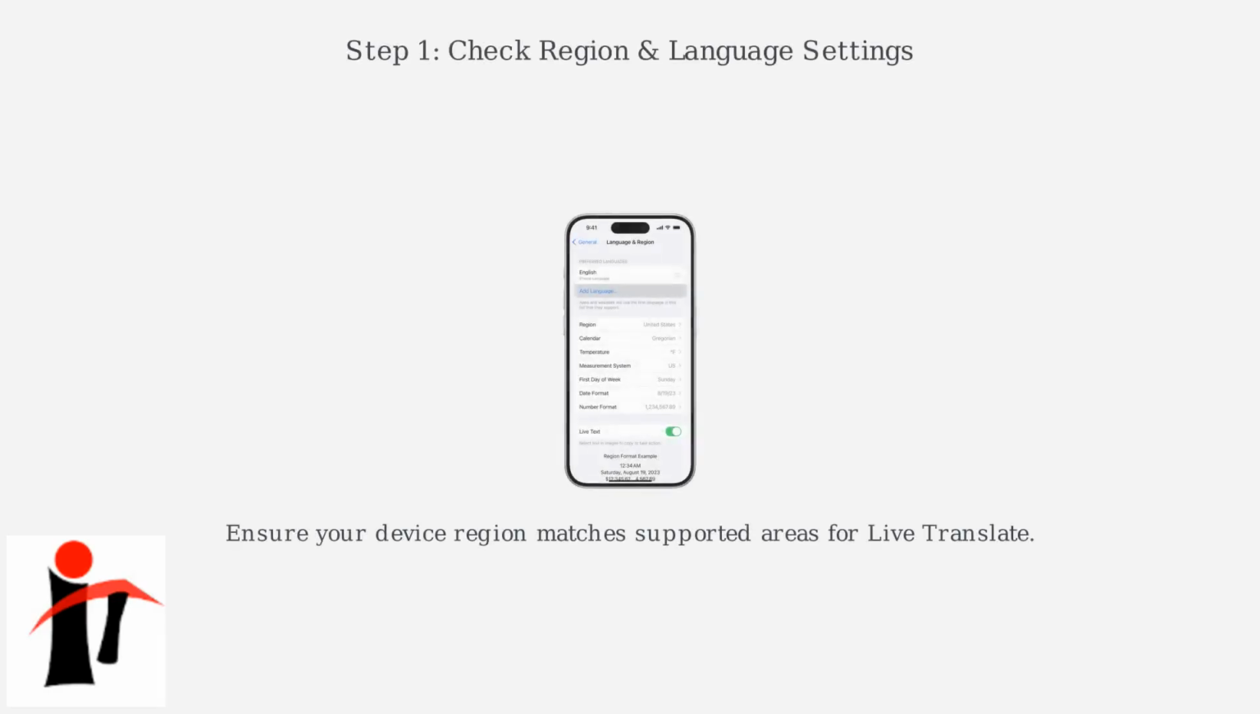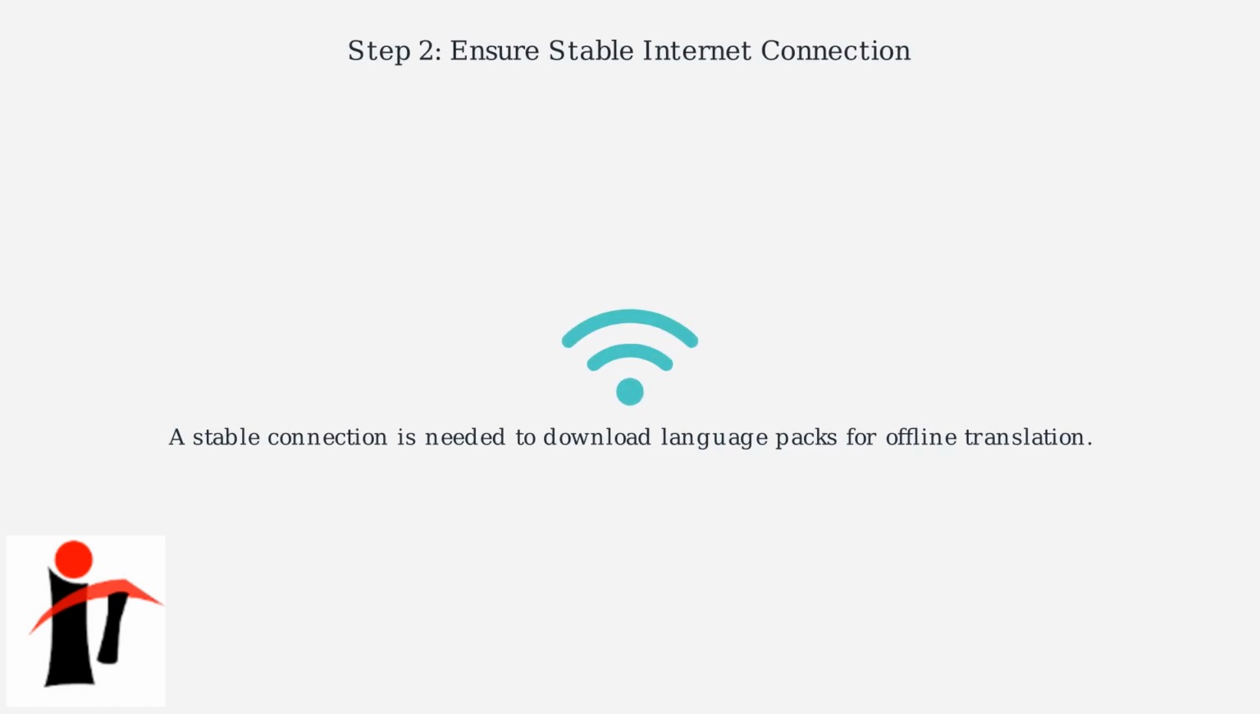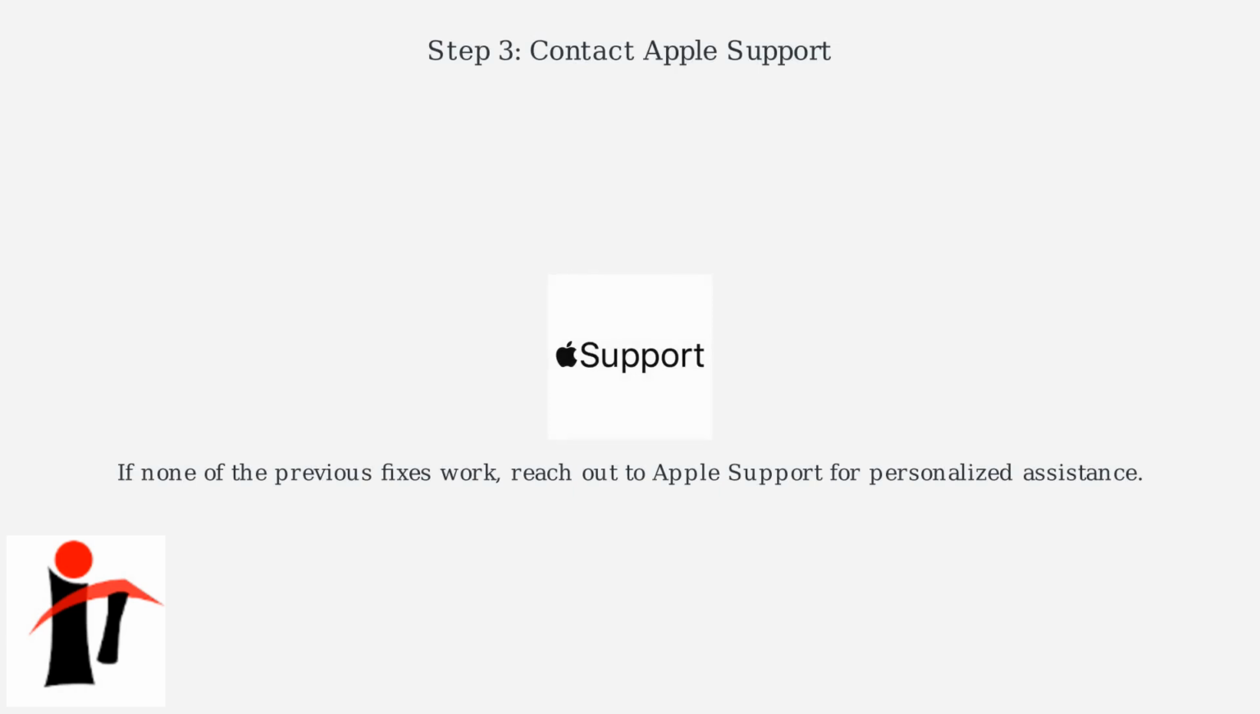If the Live Translate button is still missing, start by double-checking your region and language settings for compatibility. Live Translate works best in supported regions like English-speaking countries and select European markets. Next, make sure you have a stable internet connection. The feature requires downloading language packs to enable offline translation capabilities. If these steps don't resolve the issue, contact Apple support for further assistance. They can help with specific device problems or software bugs.